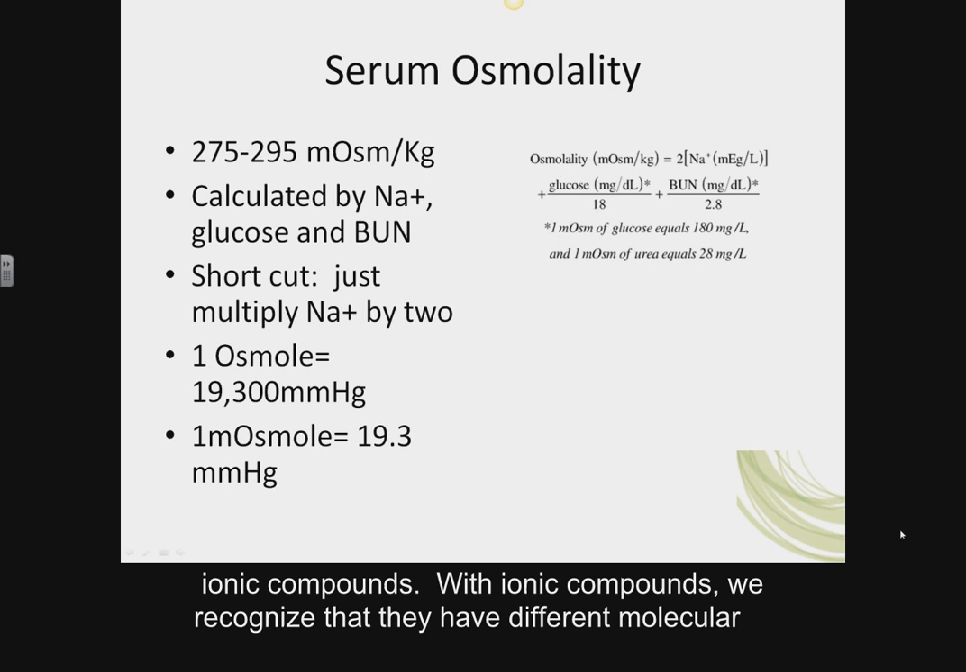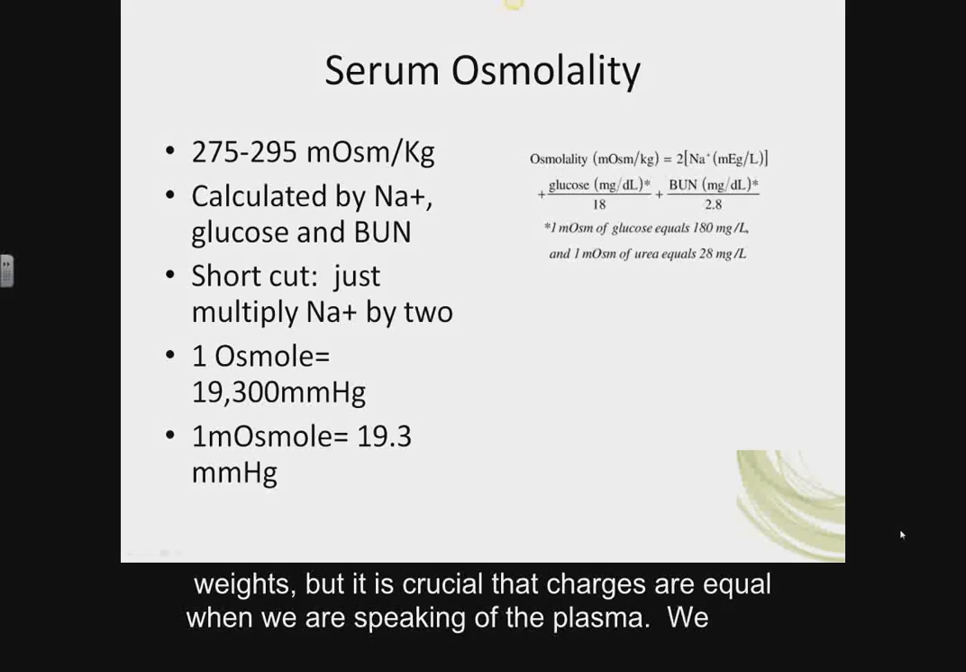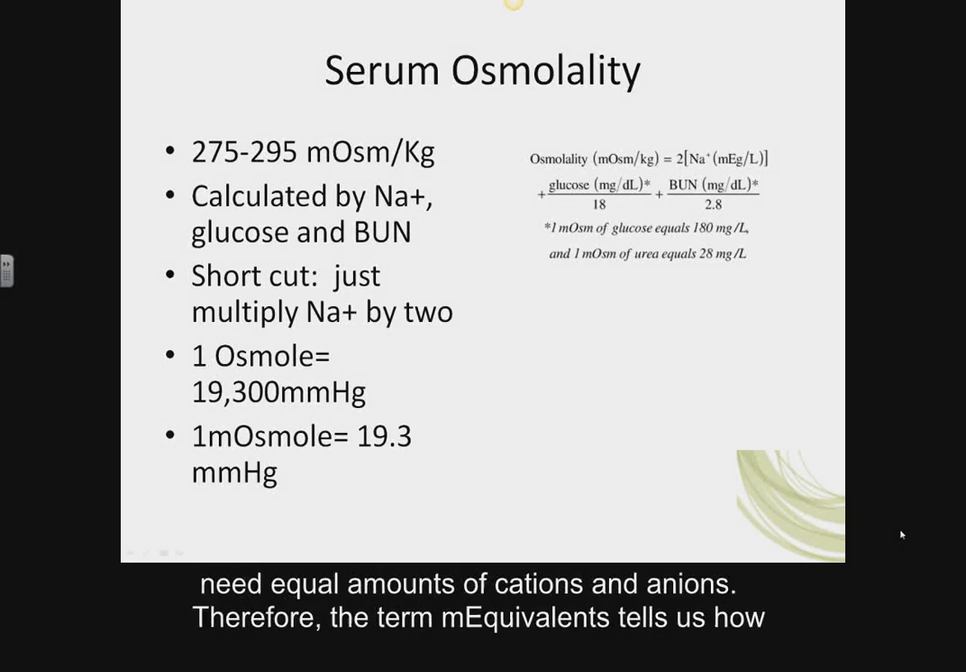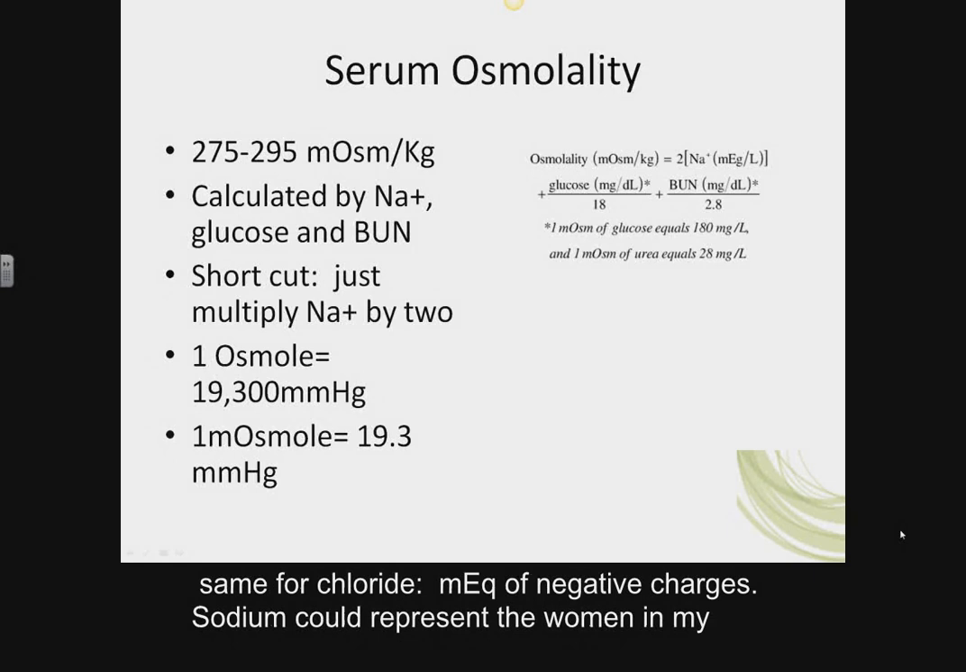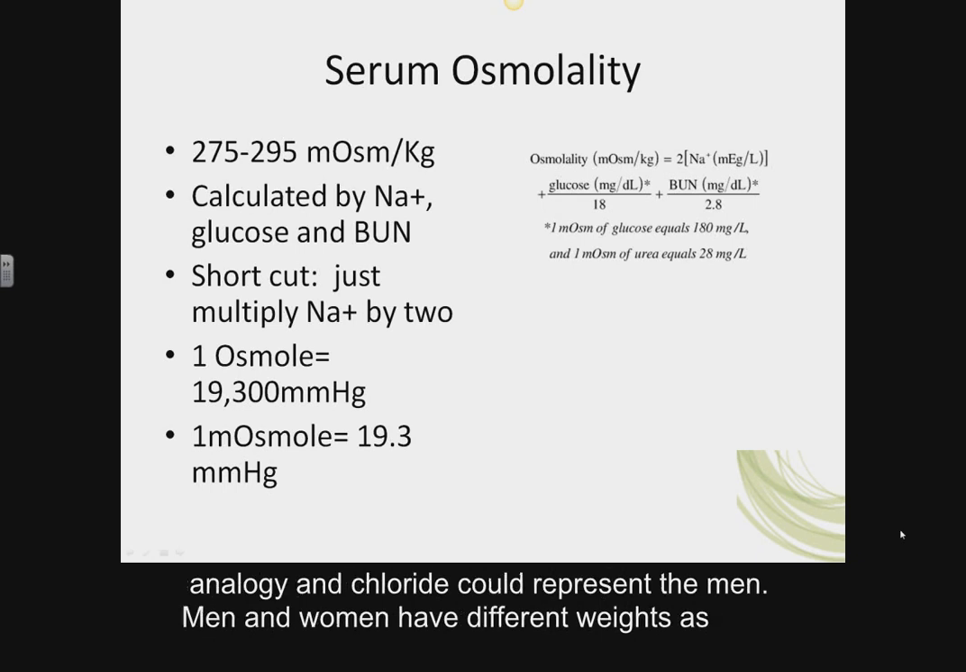The same concept can apply to ionic compounds. With ionic compounds, we recognize that they have different molecular weights. But it is crucial that charges are equal when we are speaking of electrolytes in the plasma. We need equal amounts of cations and anions. Therefore, the term milliequivalents tells us how many equivalent plus charges there are, in the case of sodium, for example, and we could do the same for chloride, milliequivalents of negative charges.